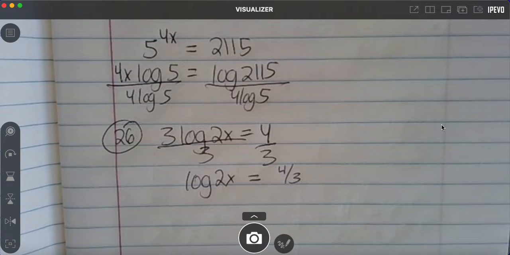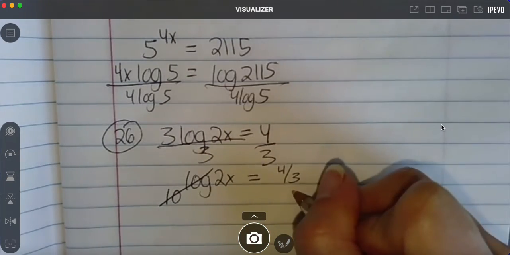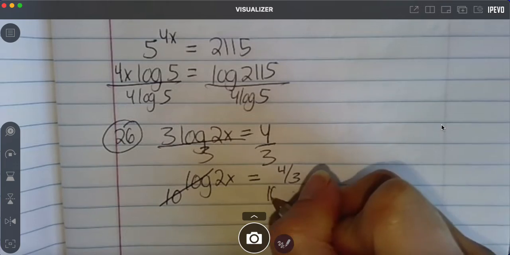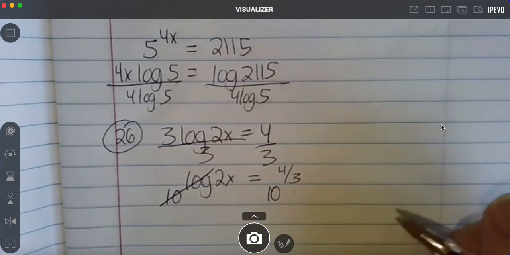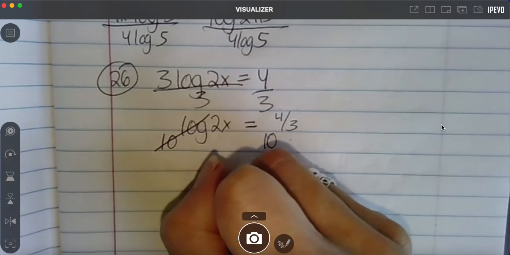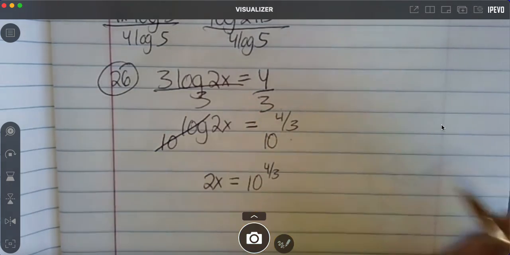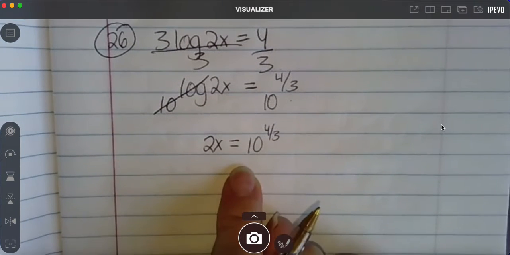Now, how can I get rid of that log? I need to write it to the 10. So if I write it to the 10 over here, what am I going to write over here? The base 10. 10 to the 4/3. So let me write what I have left over. Boys, are y'all paying attention? 2x is 10 to the 4/3. And then I would divide by 2.